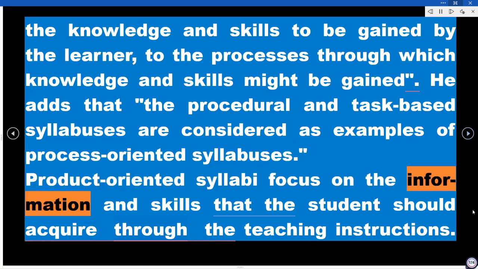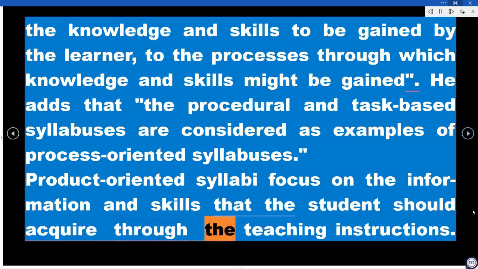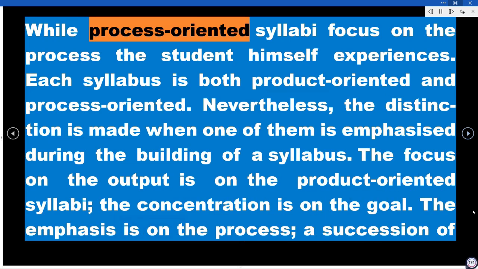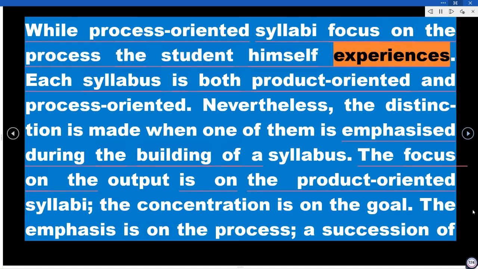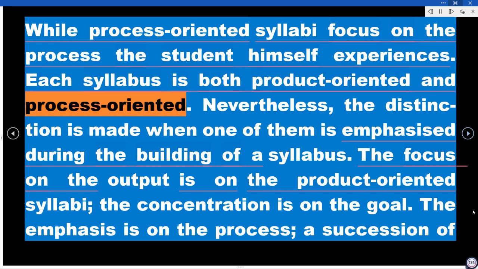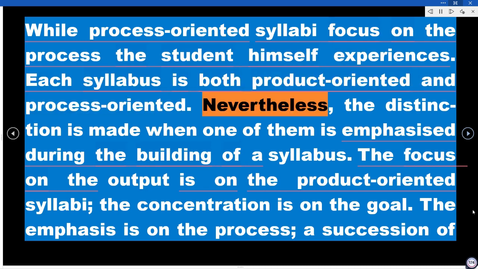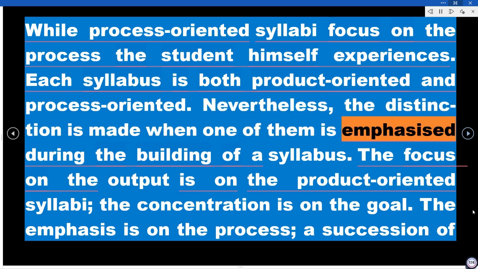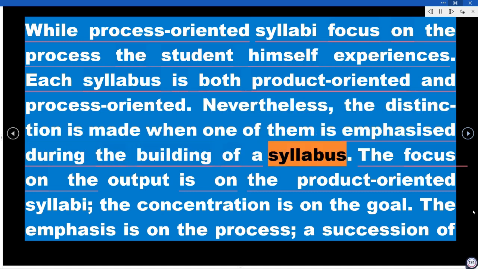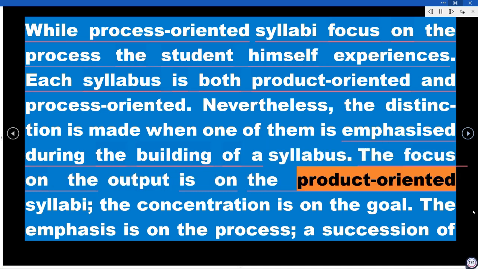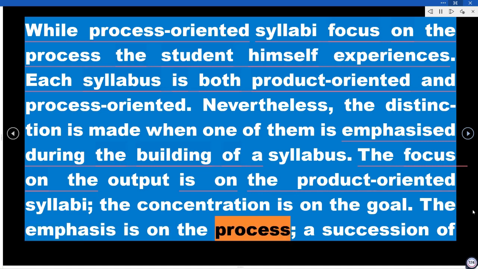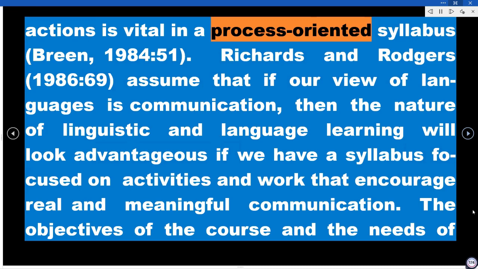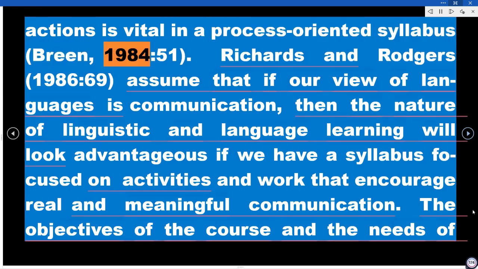Product-oriented syllabi focus on the information and skills that the student should acquire through the teaching instructions, while process-oriented syllabi focus on the process the student himself experiences. Each syllabus is both product-oriented and process-oriented. Nevertheless, the distinction is made when one of them is emphasized during the building of a syllabus. In product-oriented syllabi, the focus is on the output, the concentration is on the goal. In process-oriented syllabi, the emphasis is on the process. A succession of actions is vital in a process-oriented syllabus. Breen, 1984:51.